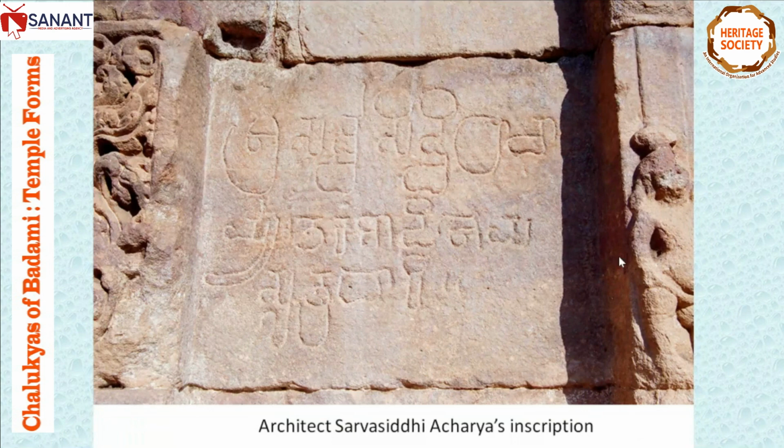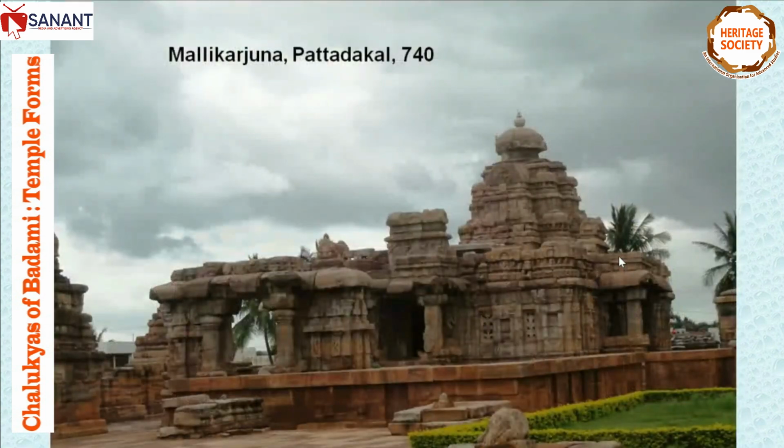And probably his name was Gunda Anivaritachari, a royal architect. Okay, he was honored for constructing this temple. This is the other temple built by the junior queen of Vikramaditya II, Mallikarjuna temple.